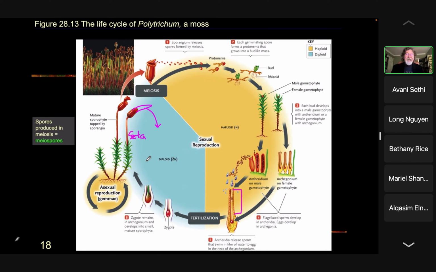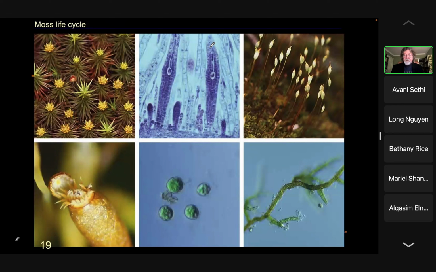Some of those cells can be photosynthetic. However, they do not produce enough photosynthate to keep the sporophyte alive. And so the sporophyte is really dependent on the gametophyte. And this is why we say that in the moss, or in the bryophytes, the gametophyte generation is dominant. Okay, all right. So looking at some pictures here.